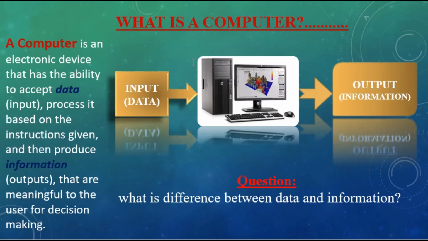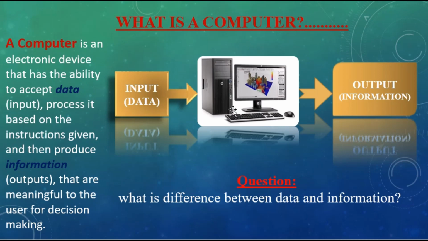Now, on to the first thing. What is a computer? We can define a computer as an electronic device that has the ability to accept data, that is the input, process it based on the instructions given, and then produce information as an output. Information is very meaningful and can be used in decision making. As we see above, this is the input, and the input is the data, which is meaningless. It cannot be used for decisions.